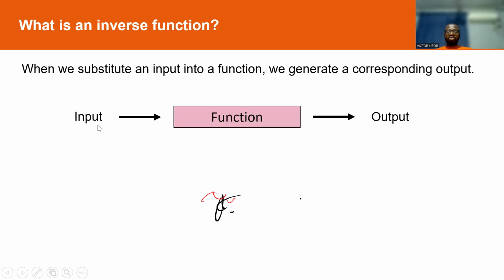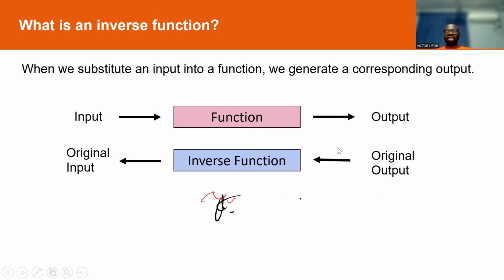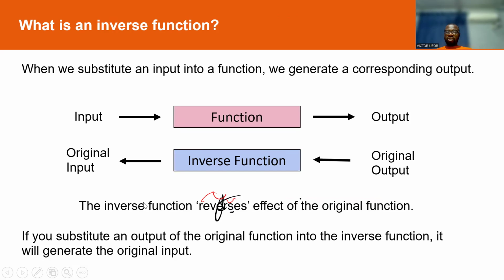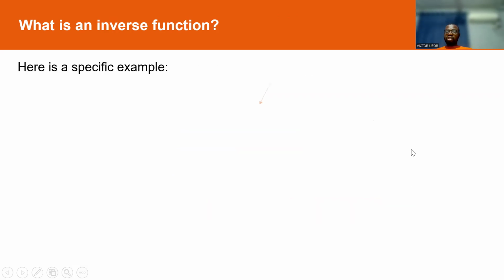So we look at it: the input, the function, the output. But when the process goes back, that means the x becomes y and y becomes x. The inverse of a function has the reverse effect of the original function. If you substitute an output of the original function into the inverse function, it will generate the original input.